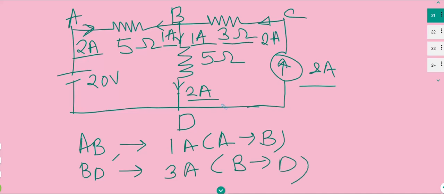What will be the current through 3 ohm, or the BC branch? In the first case it was 0 because no current was flowing through it, and in the second case it is 2 ampere. So the final current will be 2 ampere only, from C to B. So the final current through BC is 2 ampere from C to B.